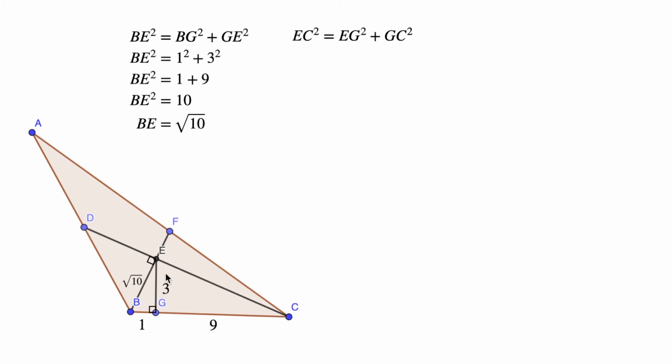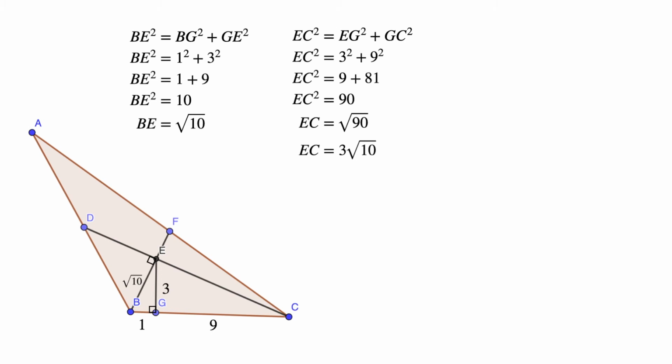For triangle GEC, we can similarly set up this equation. EC squared is equal to EG squared plus GC squared. Plugging in the known values, simplifying, taking the square root, and further simplifying, we get that EC is equal to 3 multiplied by the square root of 10. And we can also add that to the diagram.